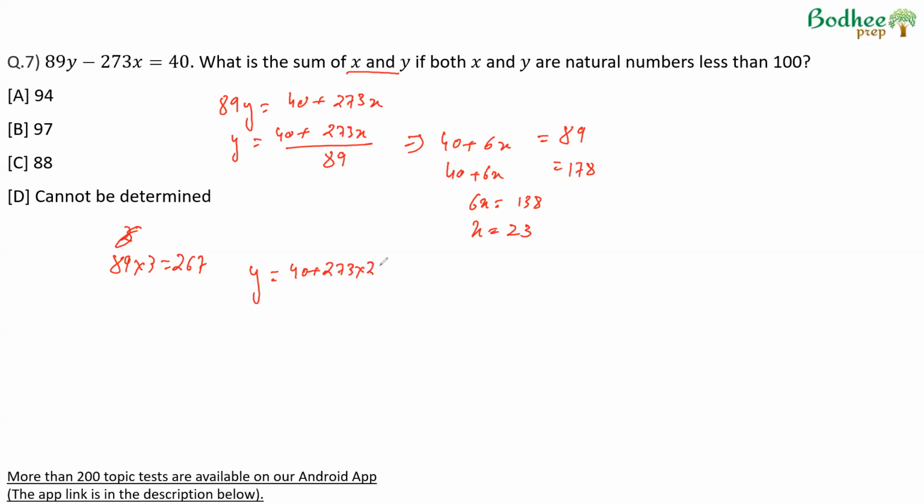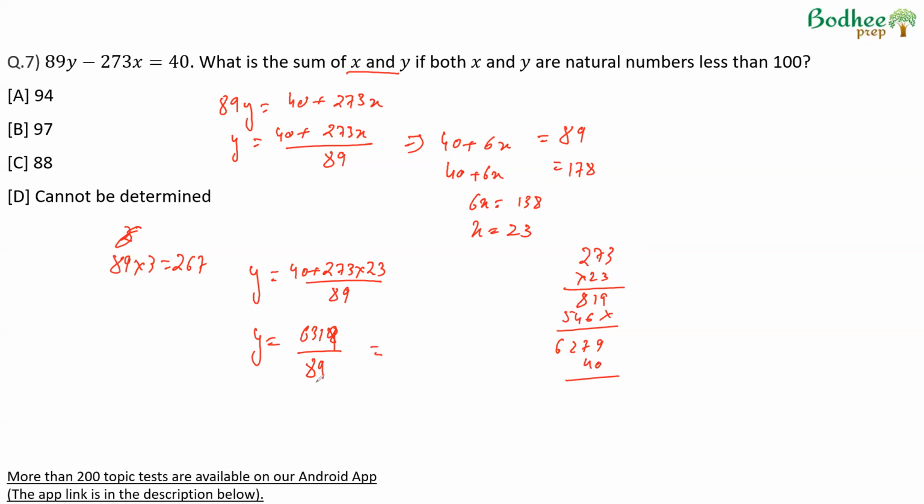(273 into 23 plus 40) by 89. Can do this directly. 273 into 23 will be 819, 546, 6279, plus 40 will be 6319. 6319 by 89.